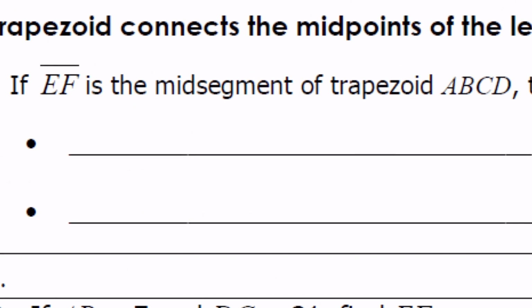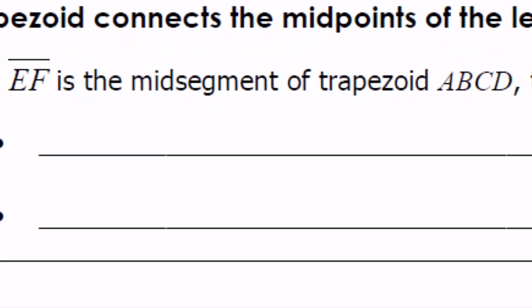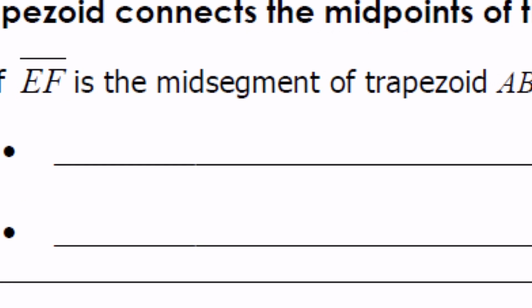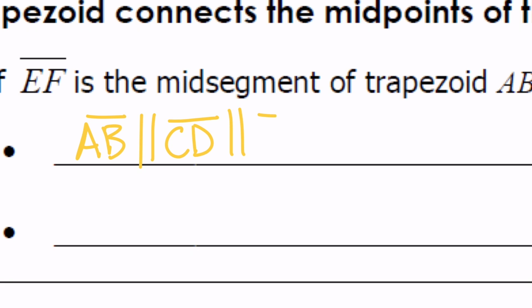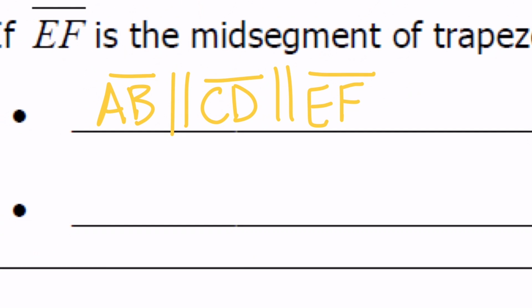Okay, so if EF is the mid-segment of trapezoid ABCD, then we know two things. We know that AB is parallel to CD, which we already know because it's given, and all trapezoids have parallel bases. But we also know then that it's parallel to EF. So we know that all three of those, those two sides and that mid-segment, are all parallel to each other.